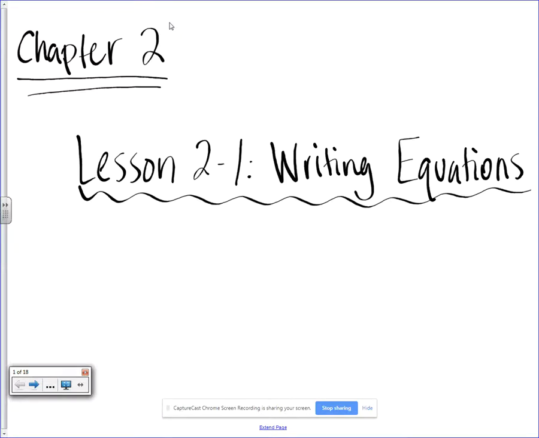This is Chapter 2. Chapter 2 is all about linear equations. The first section here is writing linear equations. So these are going to be all word problems. I'm not actually going to have you be solving these. Okay, you are just going to be writing the equation from the information that you are given.